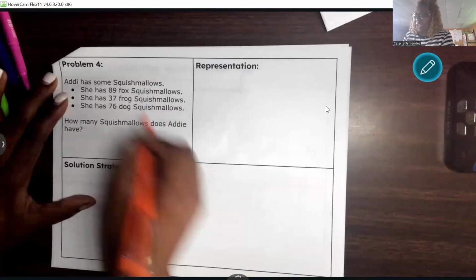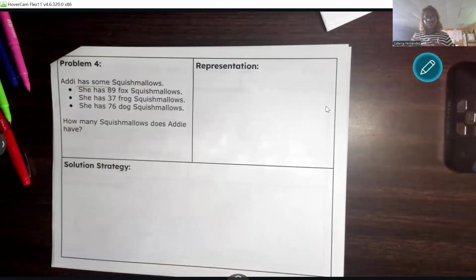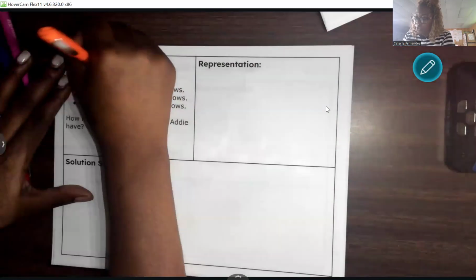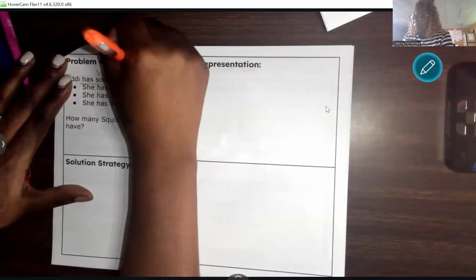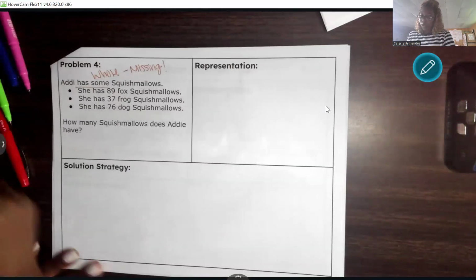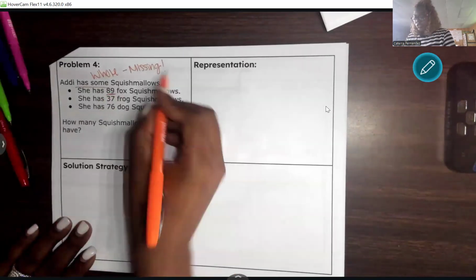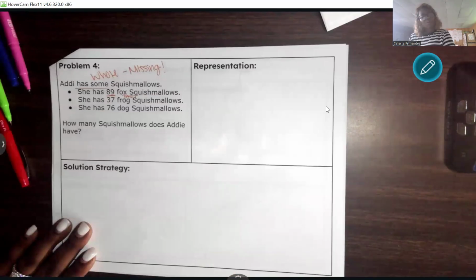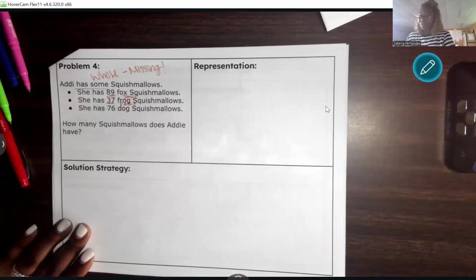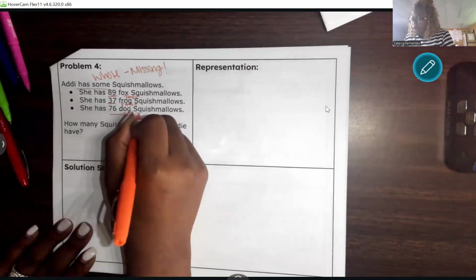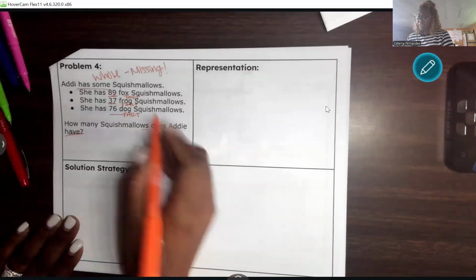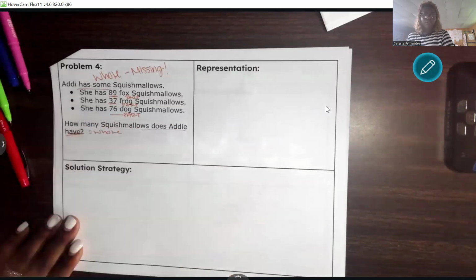Okay, let's read it. So Addie has some. Do we know how many Squishmallows Addie has in all? No, we don't know how many she has in all, so we know that this is going to be the whole number, and it's missing. All right. Now, we know Addie has 89 of the fox ones, so that's a part of the whole. We know Addie has 37 frog ones. That's another part in the whole. And we know Addie has 76 dog ones, and that is going to be another part in the whole. Now, we're trying to figure out how many does Addie have in all. That's that in all. And we're going to be looking for that whole.